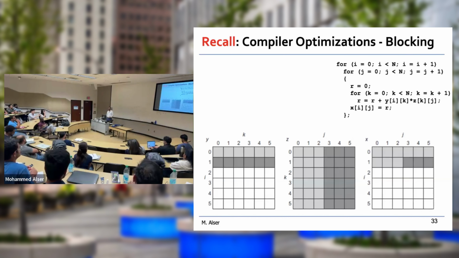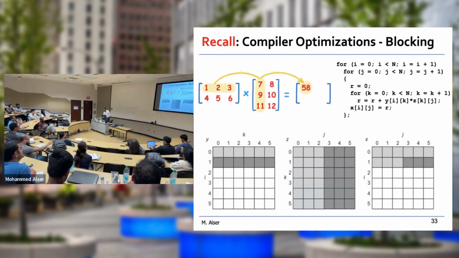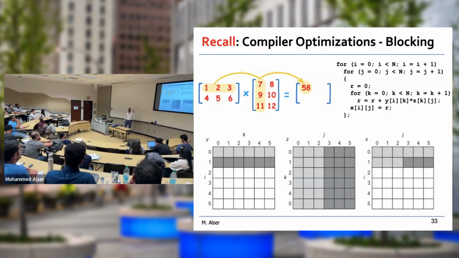That is blocking. What does it mean? So this is a matrix multiplication. Do you remember what matrix multiplication is? How many of you? 1, 2, 3, 4. The rest are sleeping.